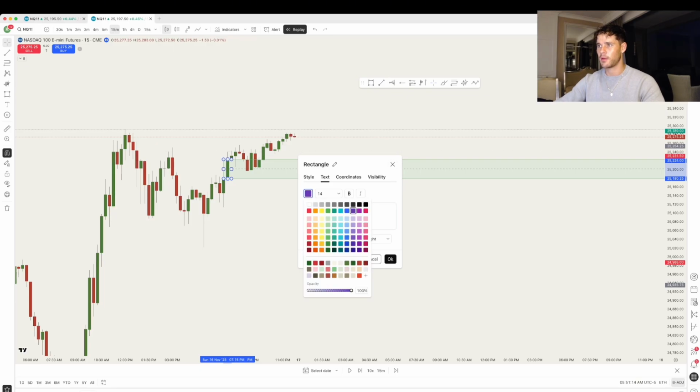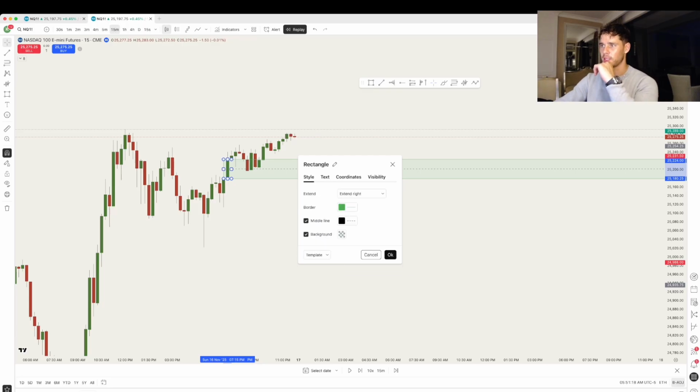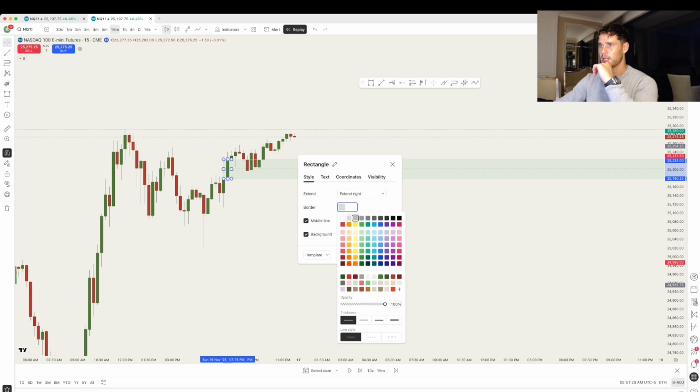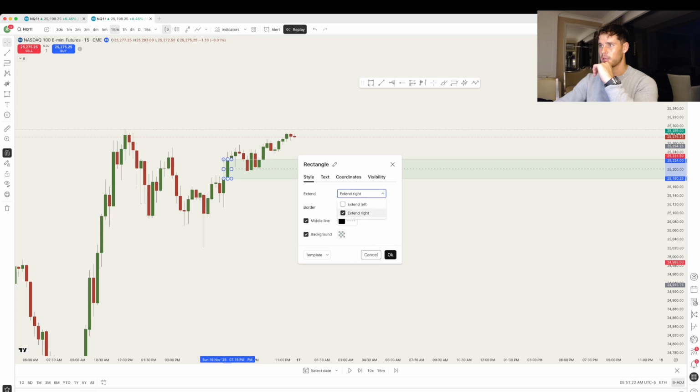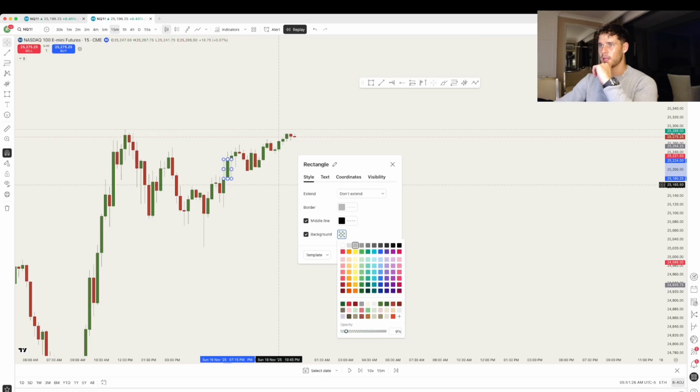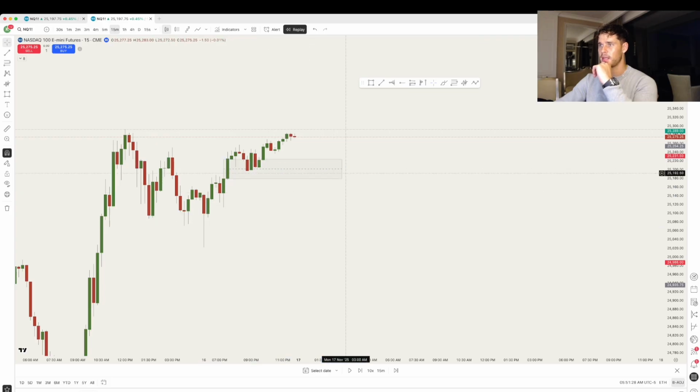Alrighty, so let's just change this template, because I don't like the look of it. Let's go gray like that. Let's not extend right, and let's just make it gray again. Okay, it's a little bit easier on the eyes.